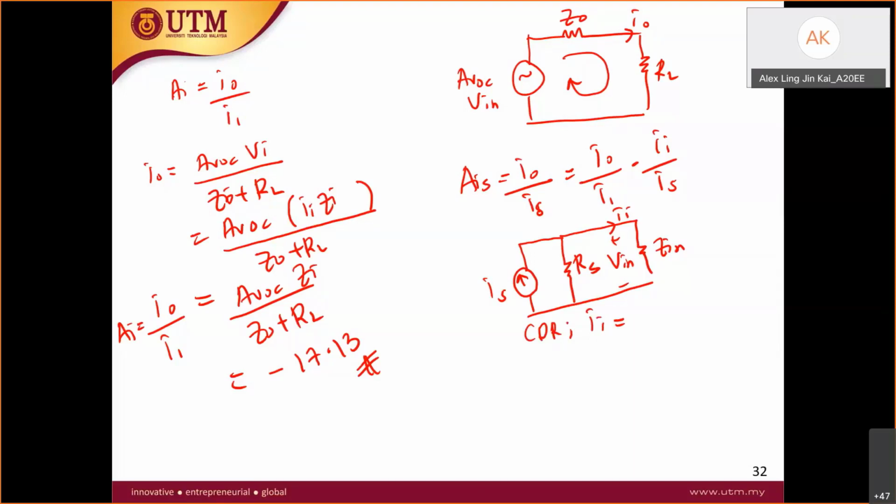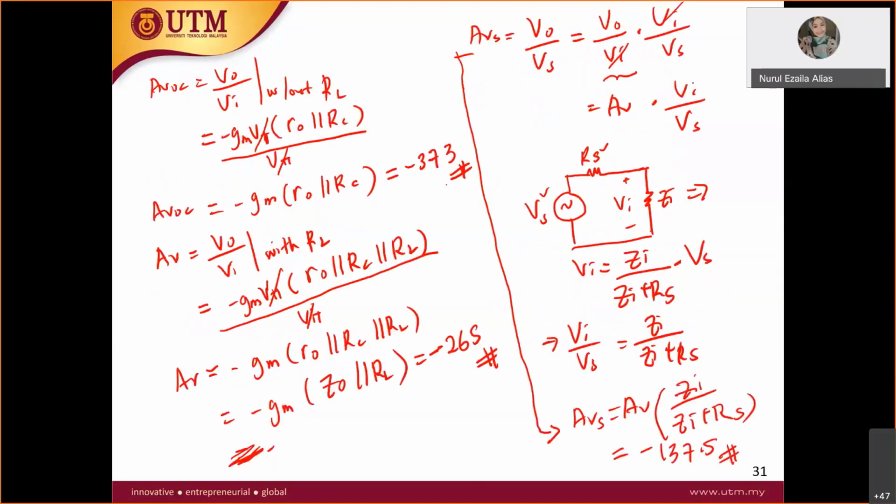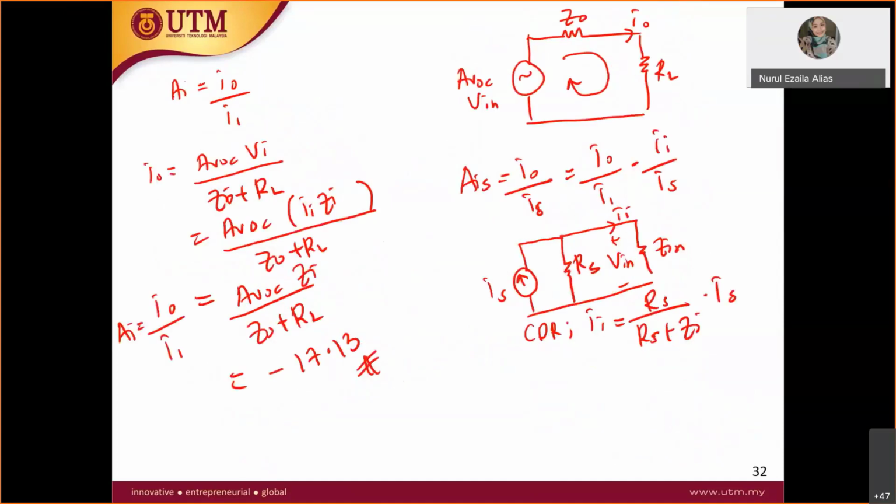RS over RS plus Z in, correct. Okay, RS plus Z in times IS. Just now we did the voltage divider rule, so this is VDR. This time we do CDR, the current divider rule.